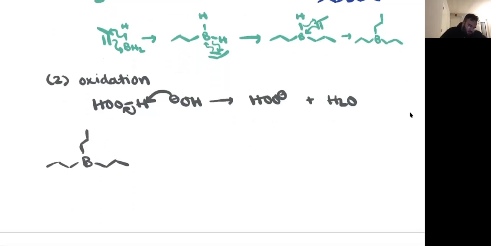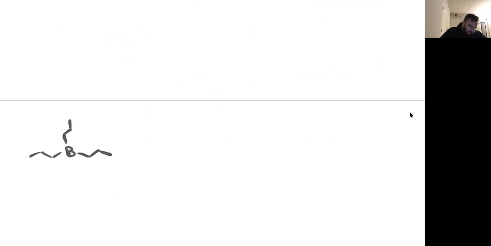Okay, let me actually start this on a new page. So we're going to take our trialkylated intermediate. We're going to add this guy in, our peroxyanion. Remember, boron has an empty p orbital, so that empty p orbital is going to accept that.